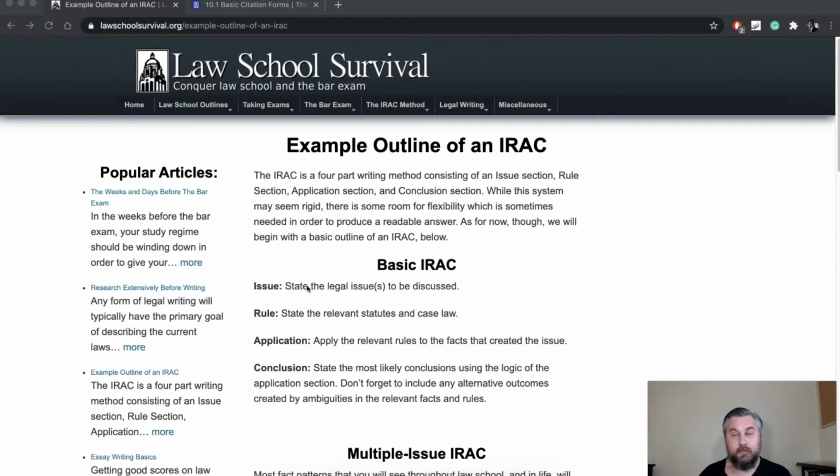Once you've laid out the rule, then it's just a simple process of applying that rule to the facts. So if the rule essentially says you have to have an offer for a contract, well, now you are looking to the factual scenario. Was there an offer in this person's case?